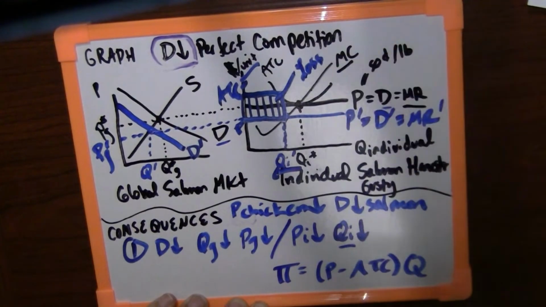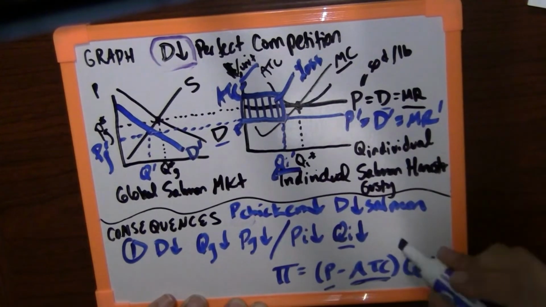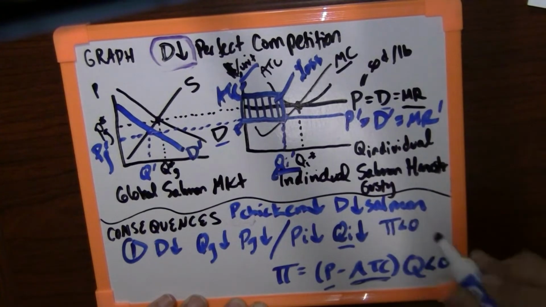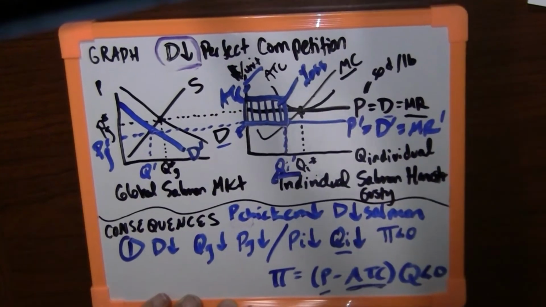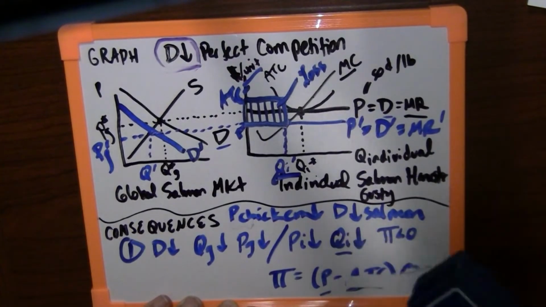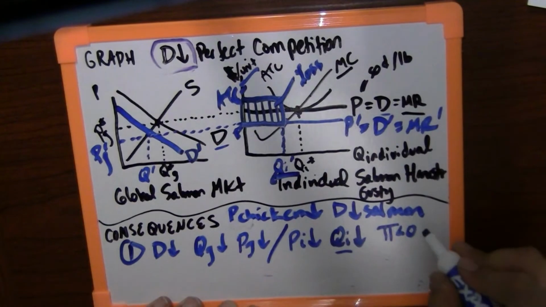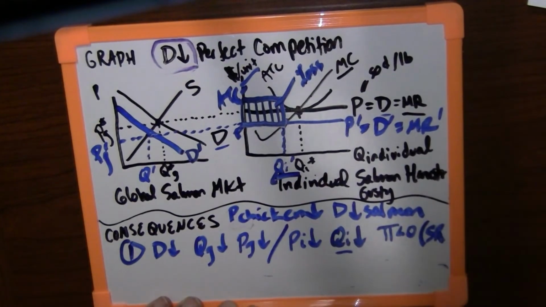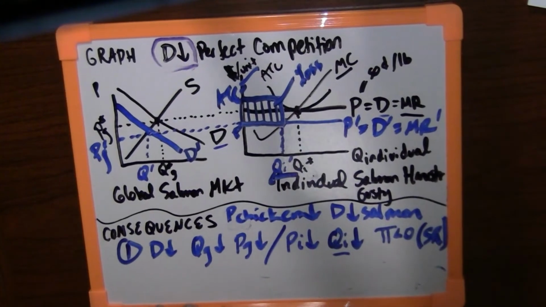This is not a profit though. This is a loss, right? Because ATC is bigger than price, this whole thing will be less than zero. So we have profit less than zero. Short run consequences. That is the end of our story in the short run. All of this in blue is short run, SR. That's where the story ends in the short run.